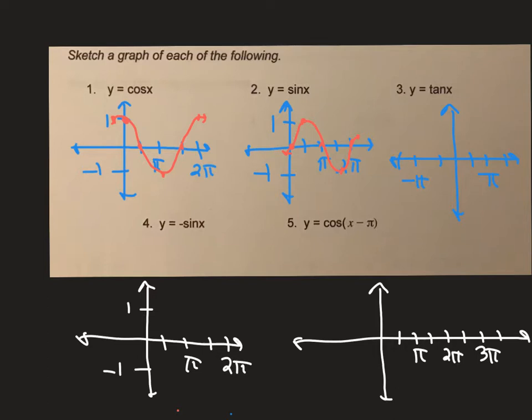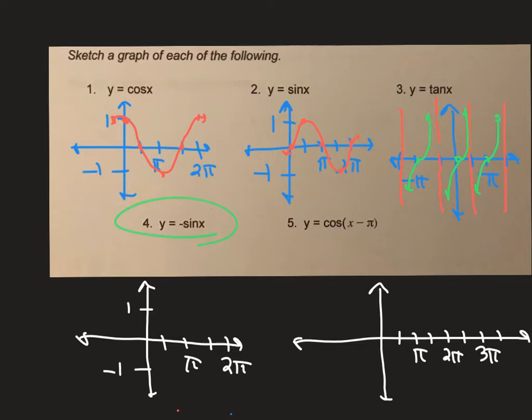Tangent, remember tangent has asymptotes at the pi over 2's. So I'm going to draw asymptotes at the pi over 2's, just like this. And when you graph tangent, the tangent graph crosses at the middle, and does this right here, in between each asymptote. Hits the x-axis at the midpoint. That's how tangent does.